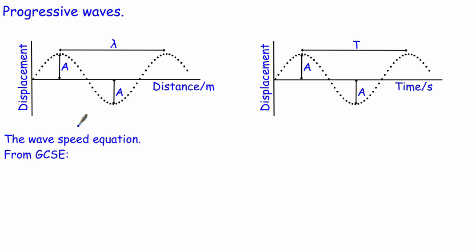So, we've now got some definitions, and we know what the frequency is, what the wavelength is, etc. We're going to look at the wave speed equation, and I'm going to derive it just so you can see roughly where it comes from.